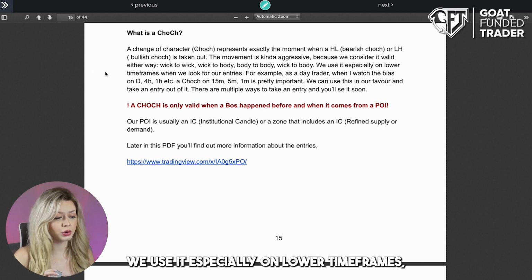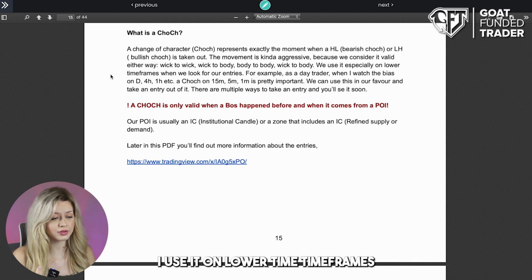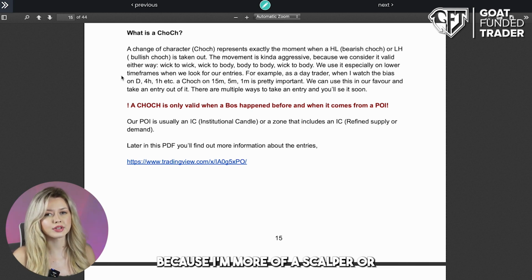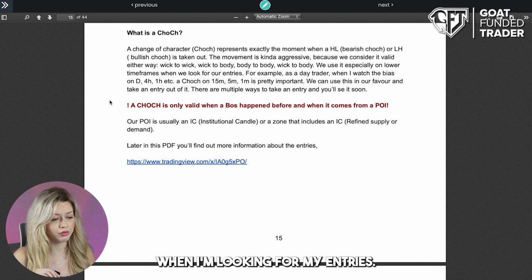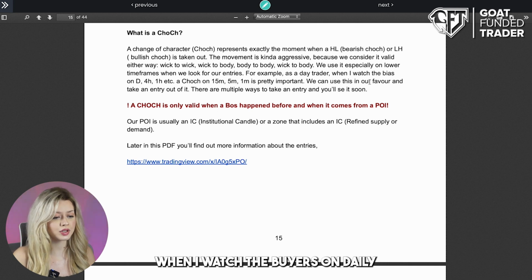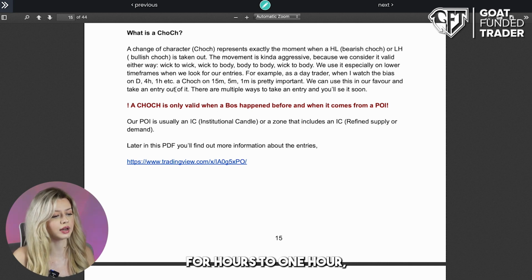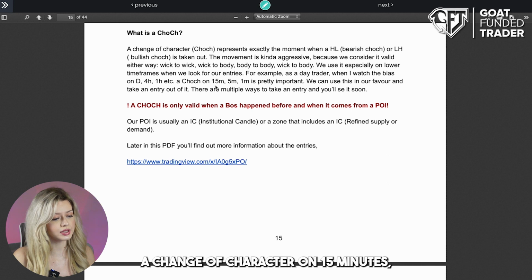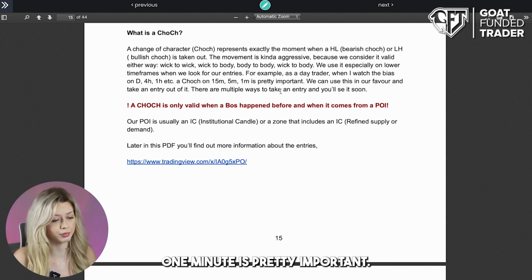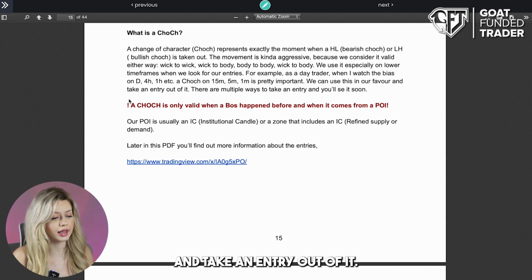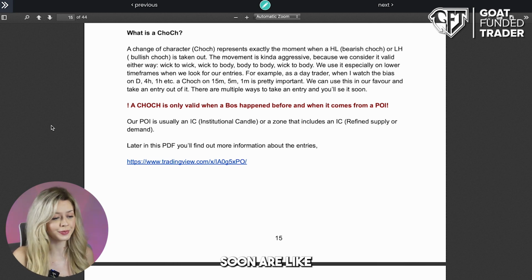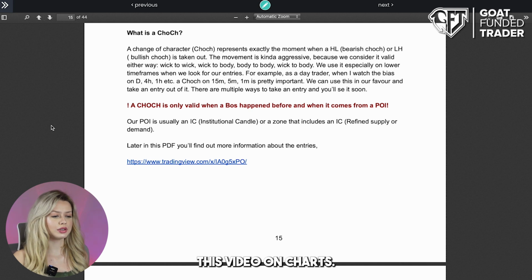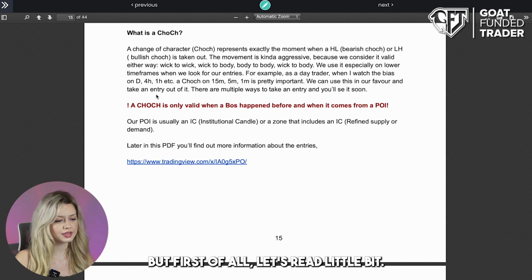We use it especially on lower time frames, or at least I use it on lower time frames because I'm more of a scalper or a day trader. I don't usually swing trade when I'm looking for my entries. For example, as a day trader, like I said, when I watch the bias on daily, 4 hours, 1 hour, the change of character on 15 minutes, 5 minutes, 1 minute is pretty important. We can use this in our favor and take an entry out of it. There are multiple ways to take an entry and you'll see it soon. Like I said, I will continue this video on charts, but first of all, let's read a bit.